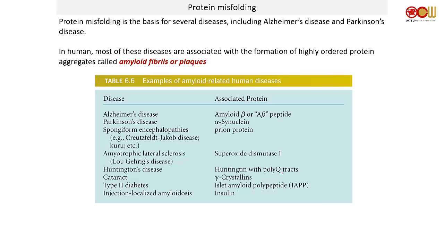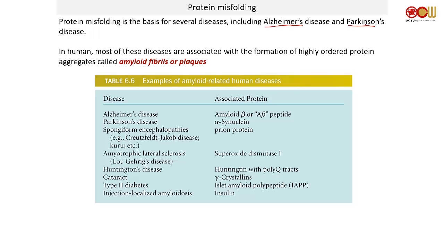Protein misfolding is a huge problem, especially in humans. Okay, if you have protein misfolding, it's going to cause diseases. It's going to cause you to have problems. Protein misfolding is the basis of several diseases, including Alzheimer's and Parkinson's, and these are what? Neurodegenerative diseases. So they're the diseases or problems that cause memory loss, that cause paralysis, that cause all sorts of different problems in human physiology.